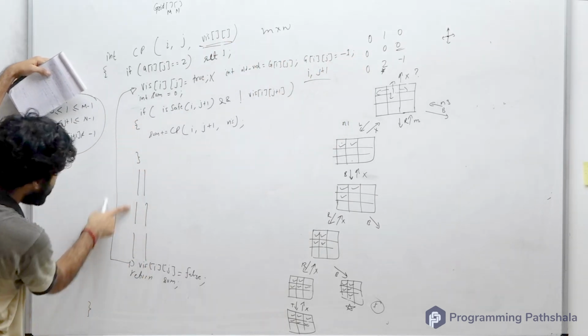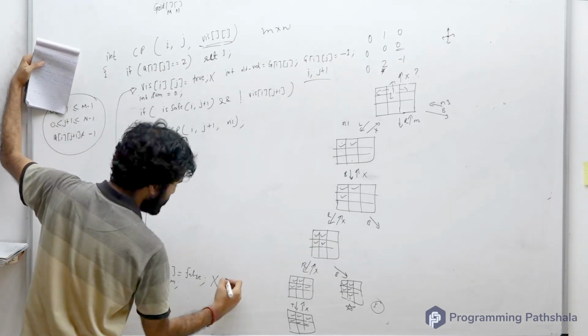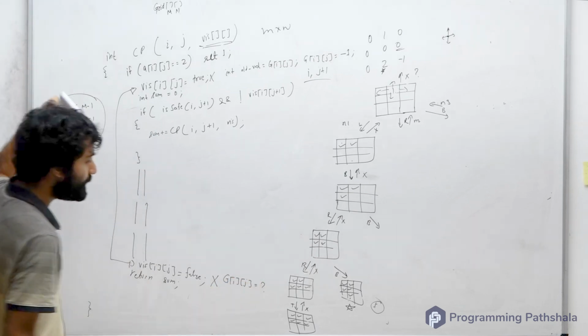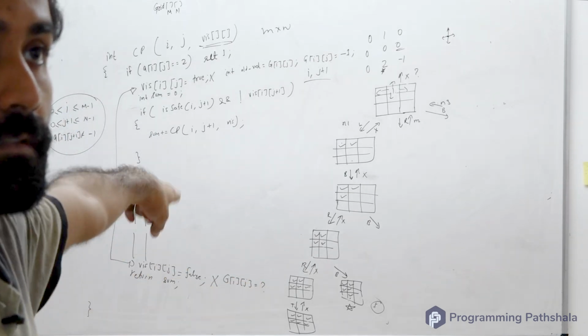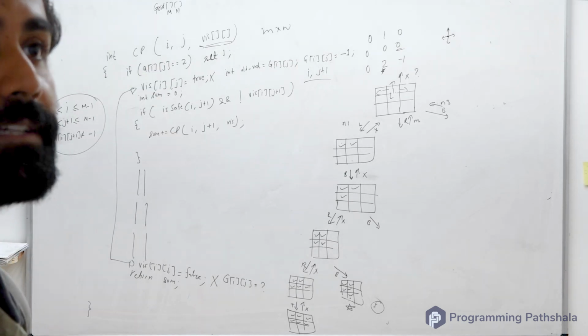And now when this entire thing is over, you would want to change the value grid of ij to its original value. So what should I keep over here? How do I change it to the initial value? By putting the old value over here, right? So this way you can save on extra space.